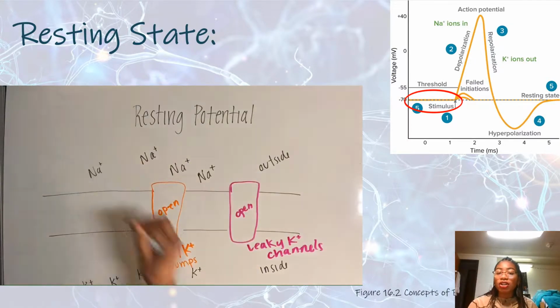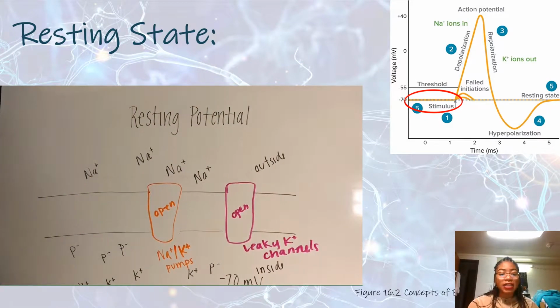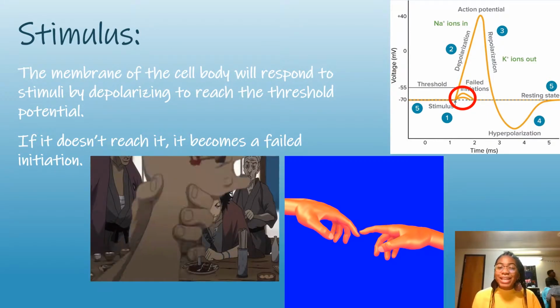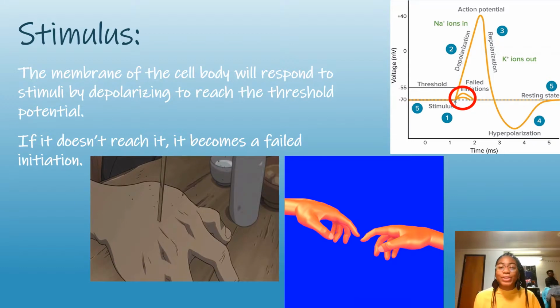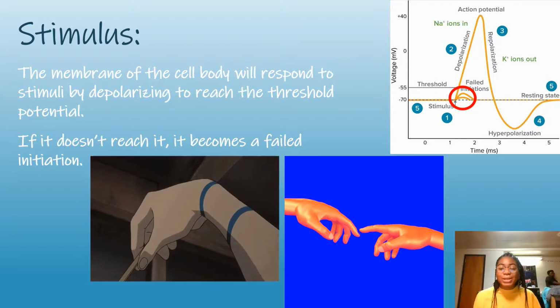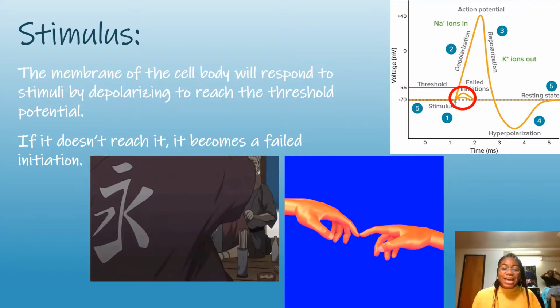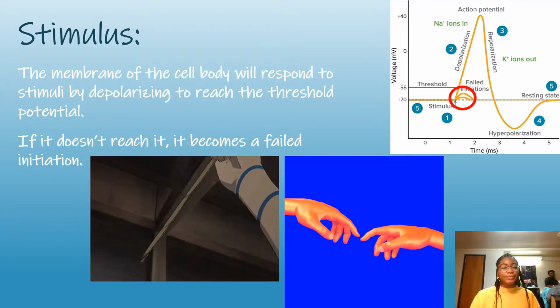There are negatively charged proteins that contribute to the negative 70 millivolts voltage for the resting state, and that's denoted by the P-. A stimulus like touch, sight, or sound will cause the membrane of the cell to depolarize and reach the threshold to reach the next stage, the depolarization stage. The stimulus could be as small as someone touching your hand lightly or as impactful as someone stabbing it. If the stimulus does not reach the threshold, it becomes a failed initiation.